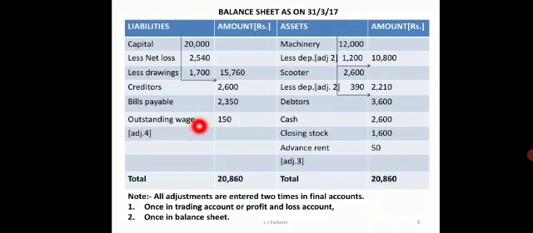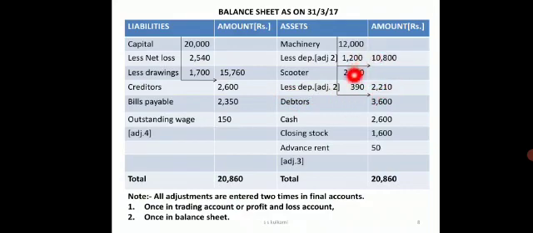Next, outstanding wages. Now adjustment number 4 shows that 150 was outstanding. So adjustment 4 is taken in liability side of balance sheet. Outstanding expense. All outstanding expenses are liabilities because we have to meet them one or the other day. Now coming to machinery. Machinery is 12,000. Depreciation at 10% gives me 10,800. Next, scooter you are having 2,600. Depreciation at 15% gives me 390.